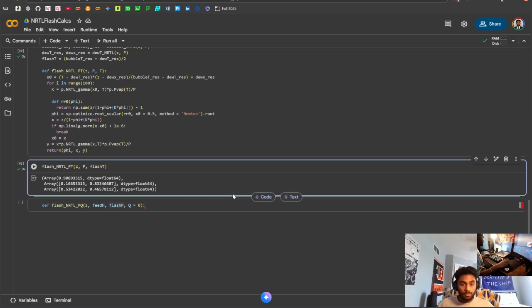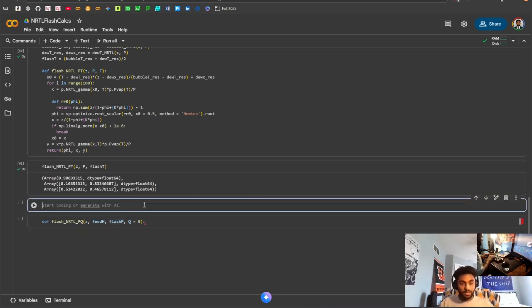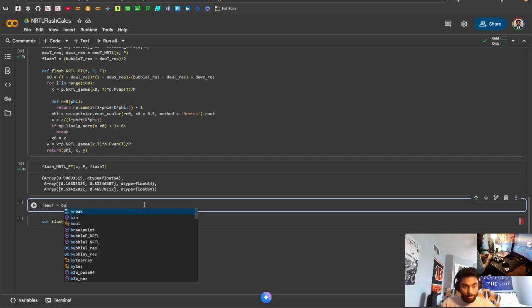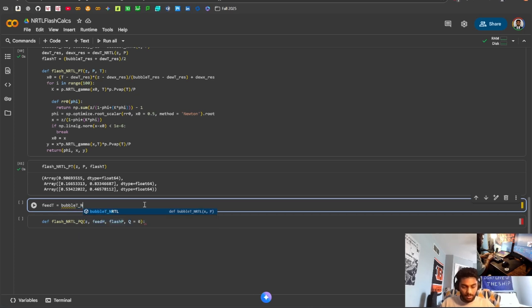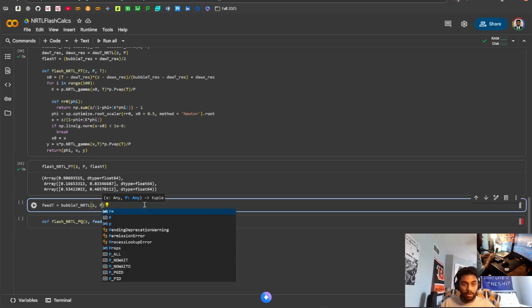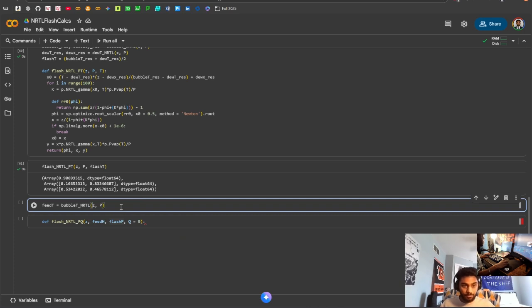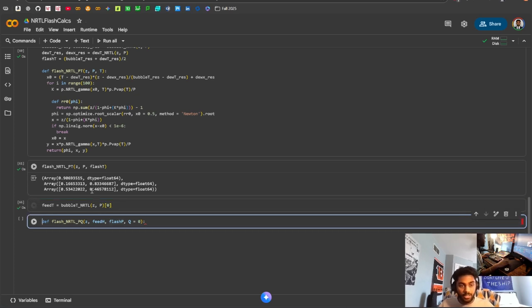Before all of this, though, I'm going to initiate our feed enthalpy and initiate the calculation for that. So first we want to figure out what our feed temperature is going to be. And that feed temperature, we're going to say, is our bubble temperature using our NRTL model. Our composition is going to be our Z's, our equimolar mixture of isopropanol and water. And we're going to have just our feed pressure. And we just want to grab the temperature component of that. So that should give us our feed temperature.